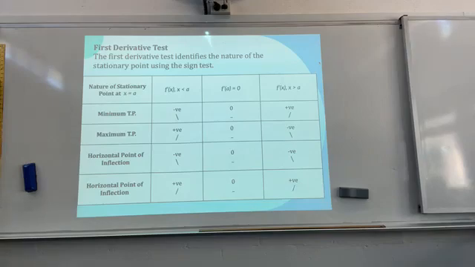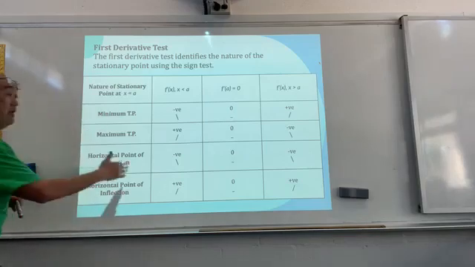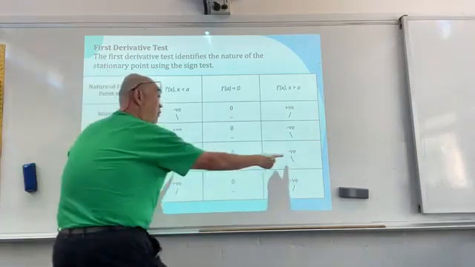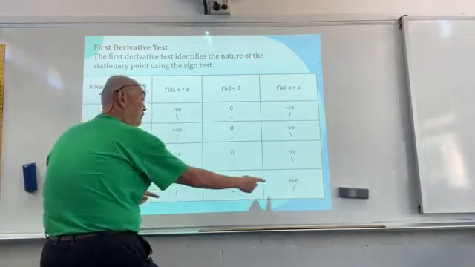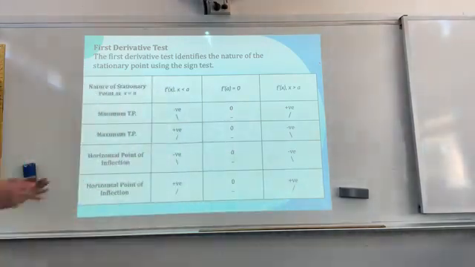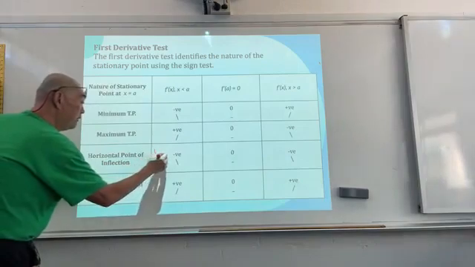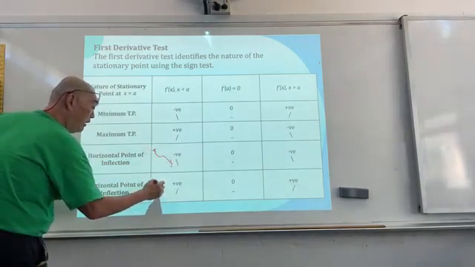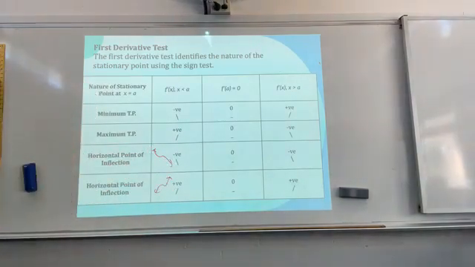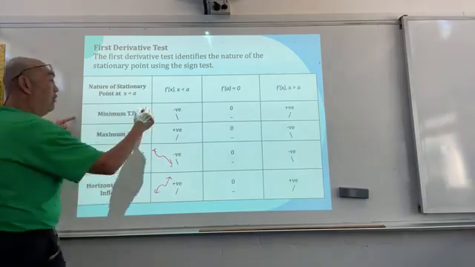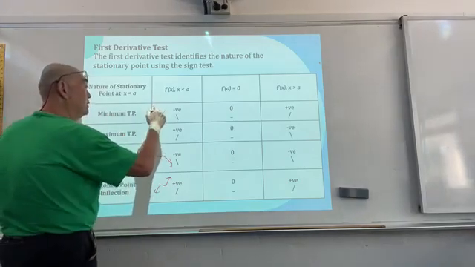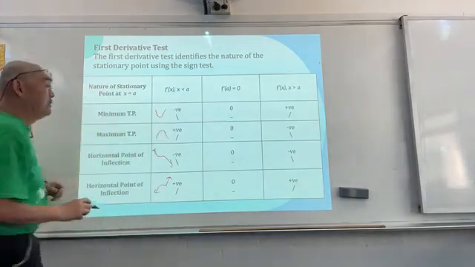Alright? So for the horizontal point of inflection, you can see that if it's 0, both sides will be negative, or 0, both sides will be positive. So either this way or that way. Minimum turning point is negative, 0, positive. Maximum is positive, 0, negative.